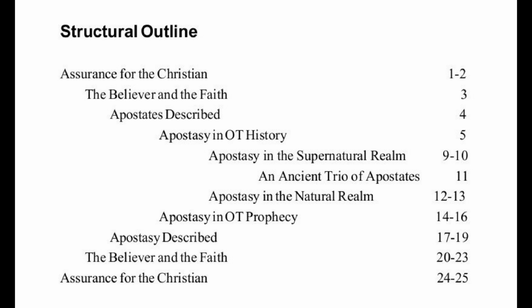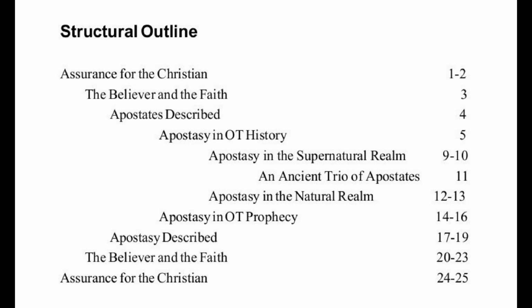The second section, from the beginning, is the same idea as the second from the end. The believer and the faith. So your second and 10th, in other words, the second one from the front and the second one from the back, the title would be the believer and the faith. The third from the front end is apostates described. And the third from the back end is apostates described.